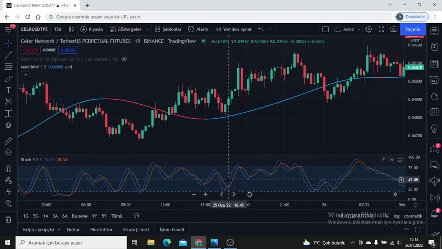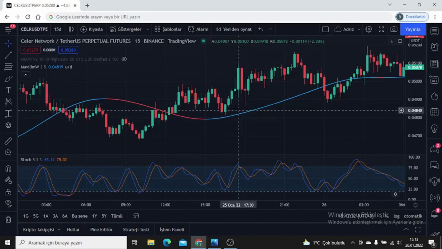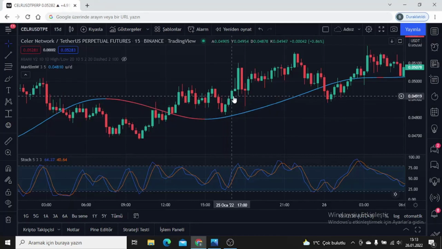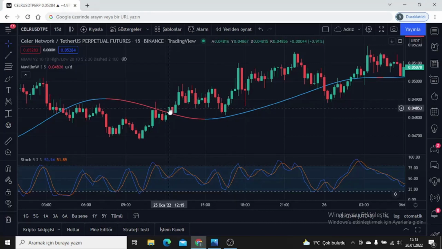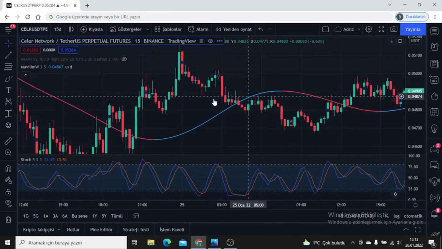Stochastic gives a buy signal. It intersects, and at that time Mavelum becomes blue. And we are waiting for another candle close. Stochastic gives a buy signal, here it gives a buy signal. We enter the process here. In other words, after this candle closes, we enter the transaction.